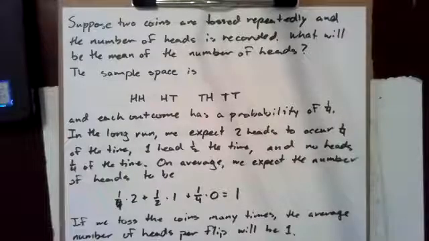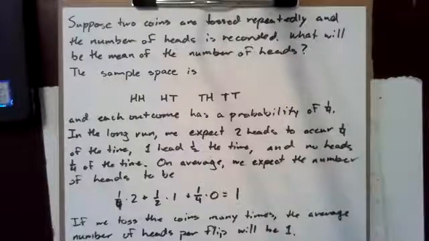Suppose two coins are tossed repeatedly and the number of heads is recorded. What will be the mean of the number of heads? The sample space is heads heads, heads tails, tails heads, tails tails, and each outcome has a probability of 1/4. In the long run, we expect two heads to occur 1/4 of the time, one head half of the time, and no heads 1/4 of the time.